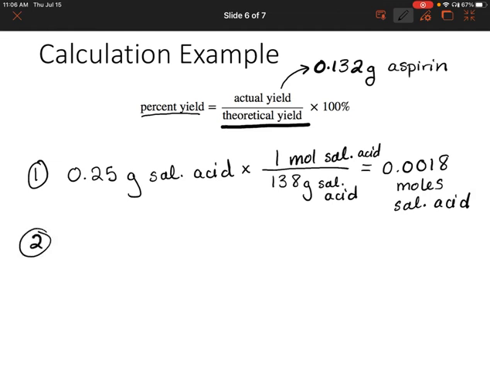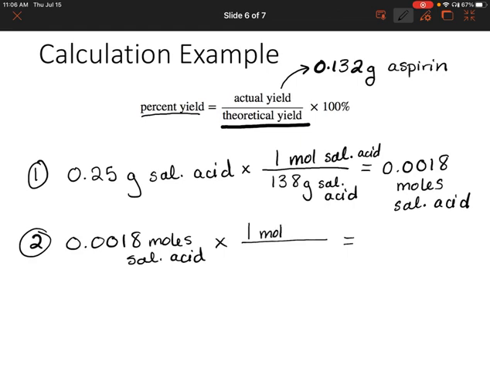Okay, so now in step 2, we're going to take that 0.0018 moles of salicylic acid, and we want to convert that to moles of aspirin. Now remember, there was a 1-to-1 ratio between salicylic acid and aspirin. So should we put moles of aspirin in the numerator or the denominator of our conversion factor? The numerator, because that's what we want to end up with, right? So 1 mole of aspirin. And then in the denominator, we put what we want to cancel. So that would be 1 mole of salicylic acid.